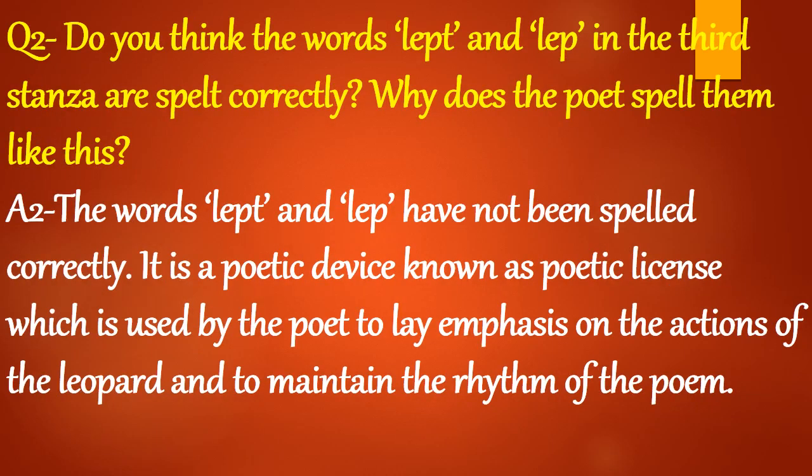Question number 2 is, do you think the words leapt and leap in the third stanza are spelled correctly? Why does the poet spell them like this? The words leapt and leap have not been spelled correctly. This we know. It is actually a poetic device known as poetic license, which we have already discussed in the explanation of the stanza. So here this poetic license is used by the poet to lay emphasis on the actions of the leopard and to maintain the rhythm of the poem.